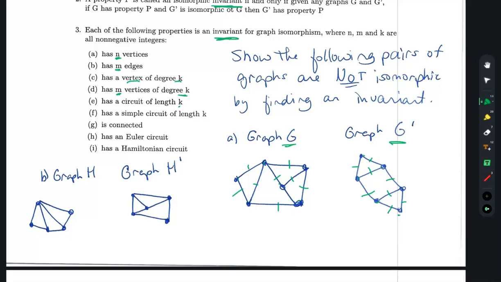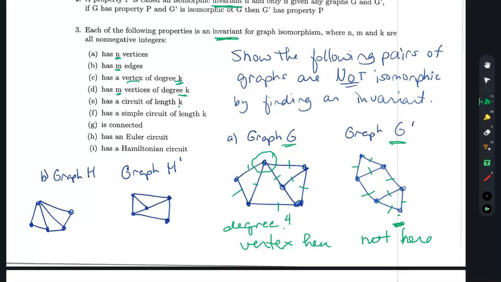And let's see, a vertex of degree k. This vertex here has degree 4, right? Is there a vertex here with degree 4? There is not. So there's a degree 4 vertex here and not here. That's the invariant, and you could find other ones also.